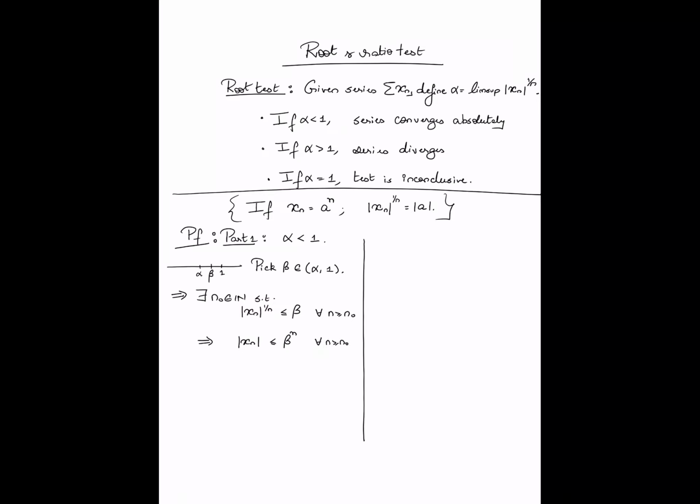And now we are done, because from the comparison test, since summation beta raised to n converges, well, summation xn converges absolutely. Since summation beta raised to n converges, summation xn converges absolutely.